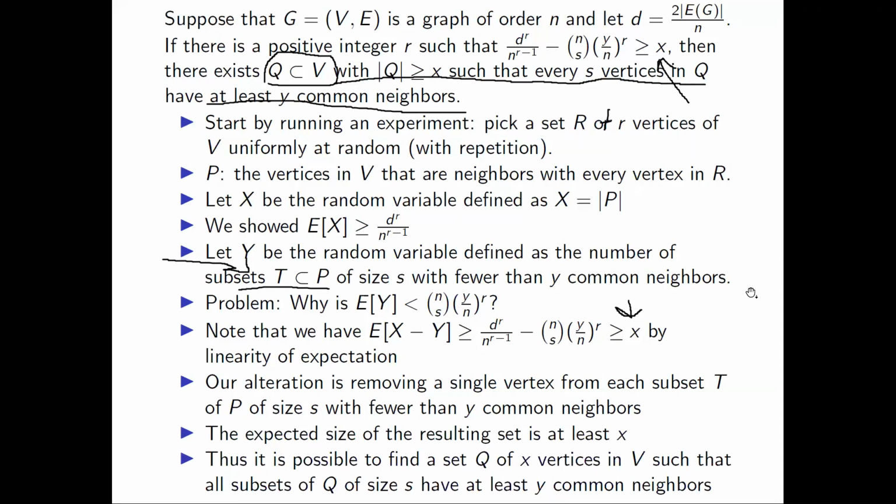So that means since the expected size of the resulting set is at least x, it's possible to find a set big Q of x vertices in our vertex set big B such that all of the subsets of Q of size S have at least Y common neighbors. So here we're just using the fact that if the expectation is some number, then there must be some possibility in our sum that we did for the expectation that is at least the value of the expectation.